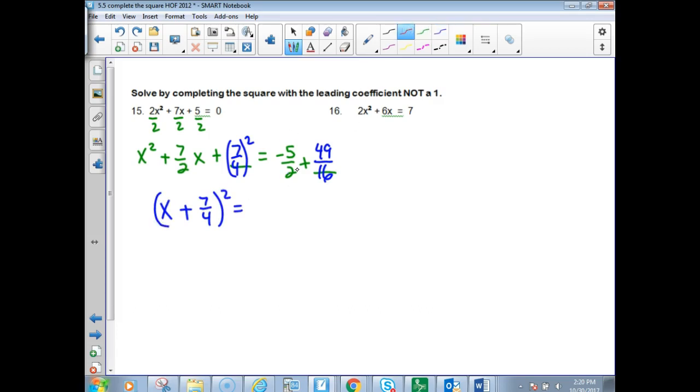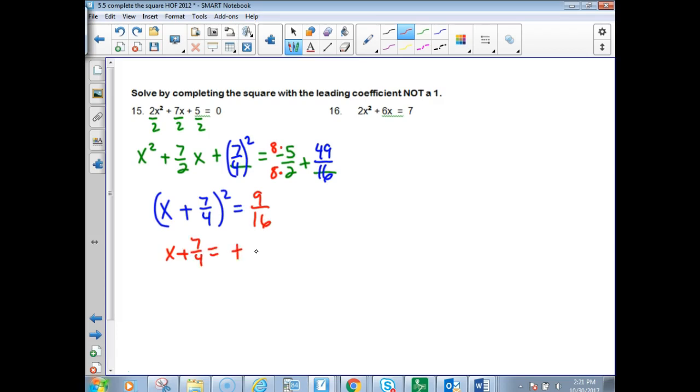Adding negative 5 halves and 49/16, if you have the fancy calculators, you can type negative 5 divided by 2 plus 49 divided by 16, hit math, enter, and you will get the fraction. I'm going to do it without it. That's negative 40 plus 49, and that was faster for me than typing it on a calculator. Multiply top and bottom by 8. Not that bad. Negative 40 plus 49 is 9. You get 9/16.